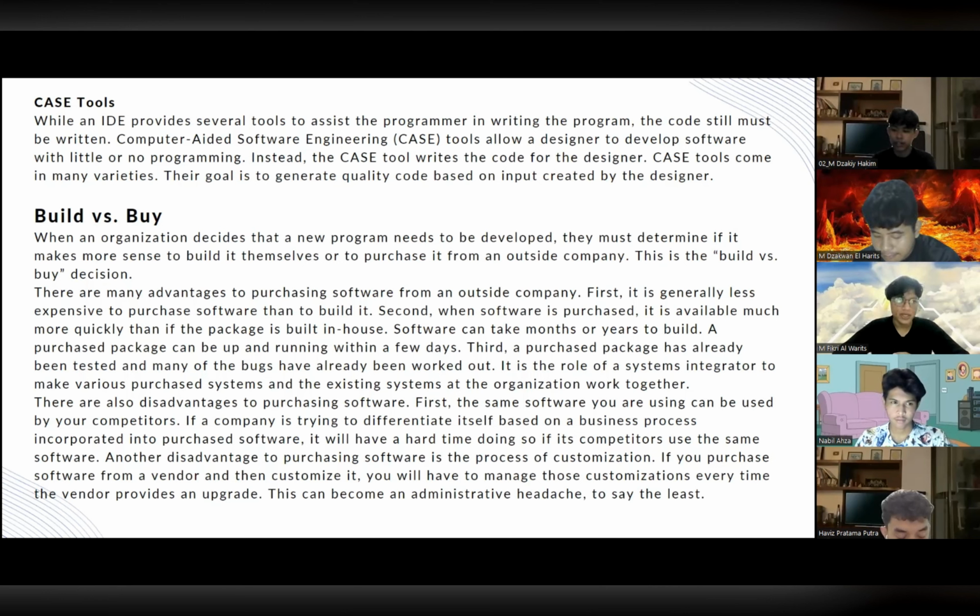Build versus buy. When an organization decides that a new program needs to be developed, they must determine if it makes more sense to build it themselves or to purchase it from an outside company. This is the build versus buy decision. There are many advantages to purchasing software from an outside company. The first one is it is generally less expensive to purchase software than to build it. Second, when software is purchased, it is available much more quickly than if the package is built in-house. Software can take months or years to build. A purchased package can be up and running within a few days.